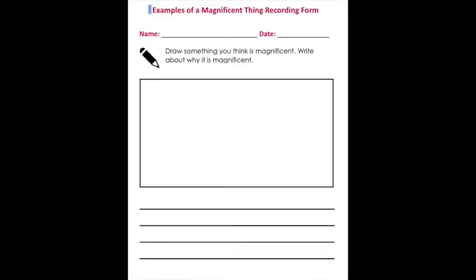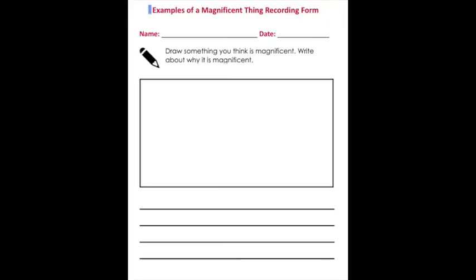For your independent work today, you will need your workbook, your pencil, and if you don't have your workbook, your teacher probably gave you a worksheet, and you can use that. In your workbook, go to page 9. On page 9, you will be writing and illustrating examples of a magnificent thing. Let's look closely at those directions and read them together.